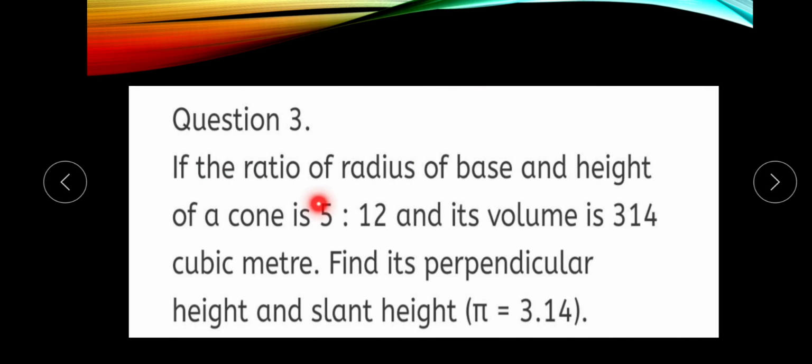Question number 3. If the ratio of the radius of the base and height of a cone is 5:12 and its volume is 314 cubic meter, find its perpendicular height and slant height. The value of pi is given as 3.14. Now the ratio of the radius of base and height of the cone is given and its volume is given. We need to find its perpendicular height and slant height. Using the formula of Pythagoras we will be applying over here and we'll get the length, that is the slant height. Okay, so let's start with the sum.